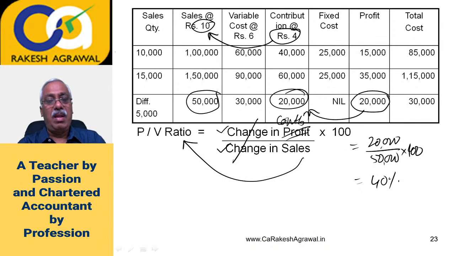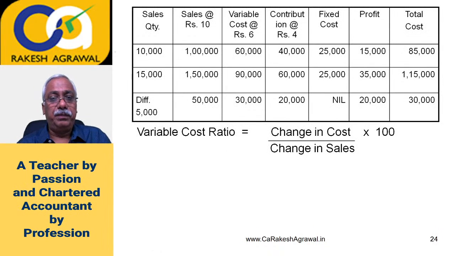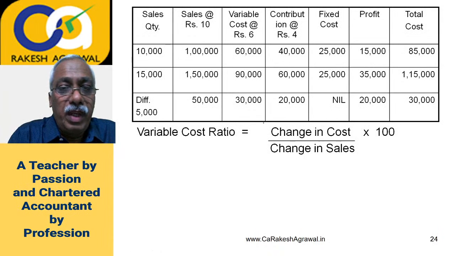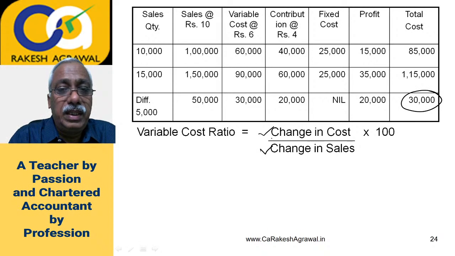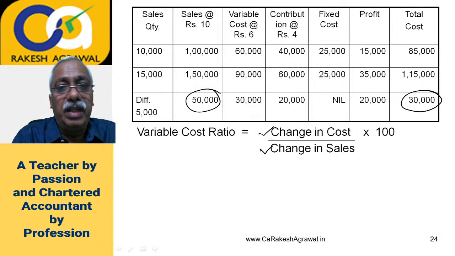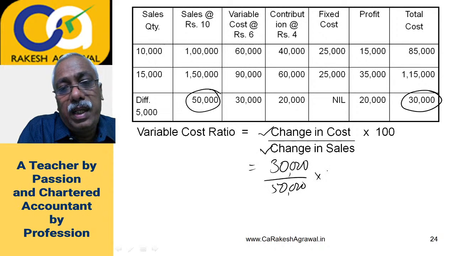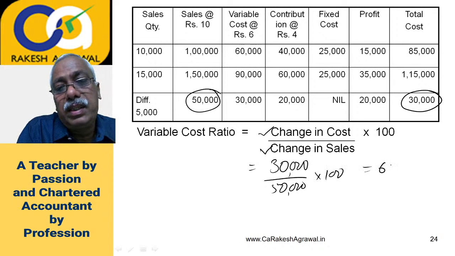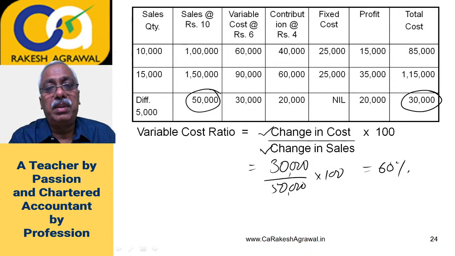And the last one, variable cost ratio. In the numerator, I am taking change in cost. Change in cost means total cost, this one, 30,000. Change in sales means this 50,000 into 100. So 30,000 is change in cost upon 50,000 is change in sales into 100. You will get 60%. So your variable cost ratio is 60%, and that is correct.